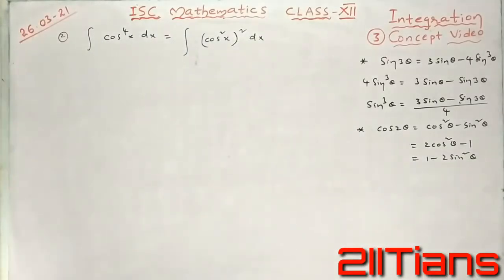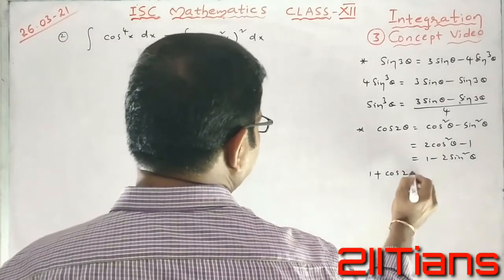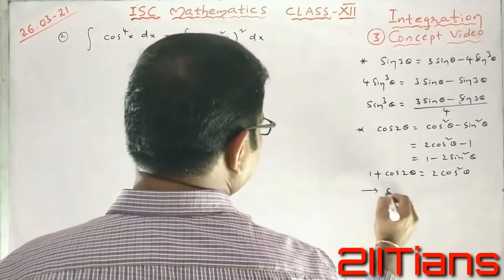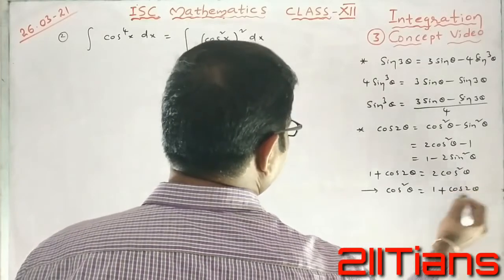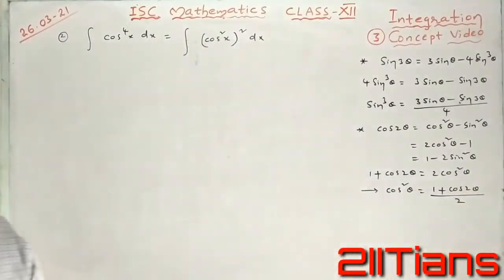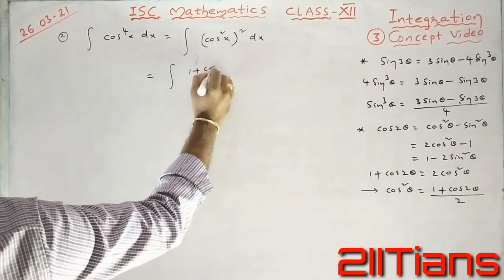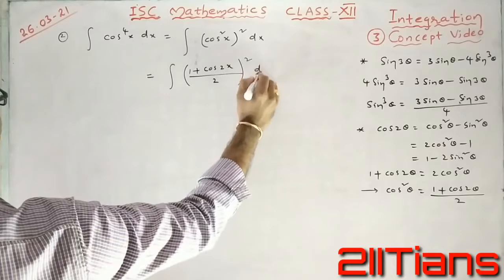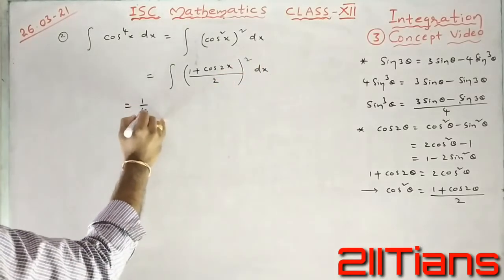From there, I told you 1 plus cos 2 theta means we can write 2 cos square theta. Here we have only cos square theta, which means I can write (1 plus cos 2 theta) by 2. So we can write integral of ((1 plus cos 2x) by 2) whole square. Can I write like that? So the square of 2 means we get 1 by 4 aside.